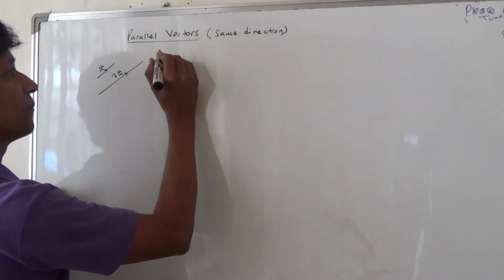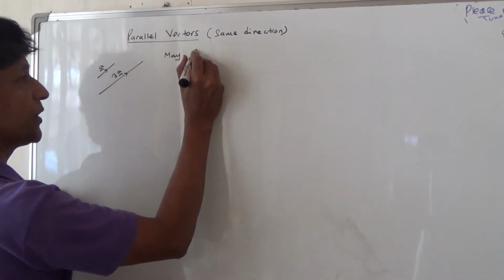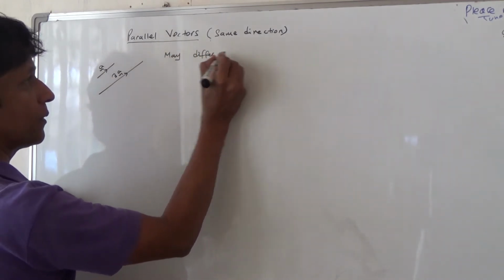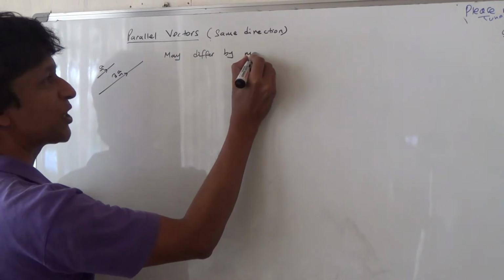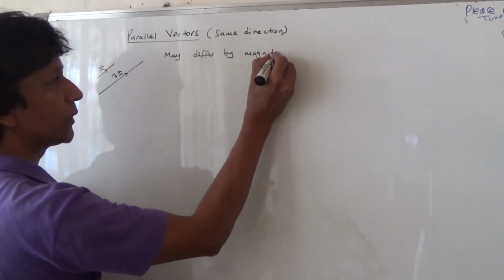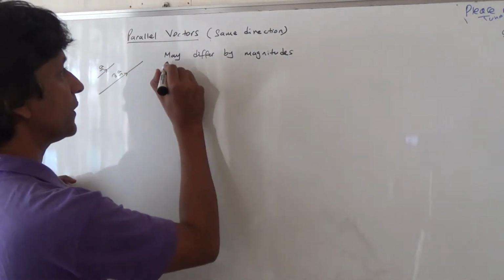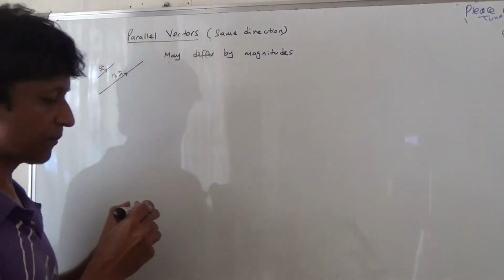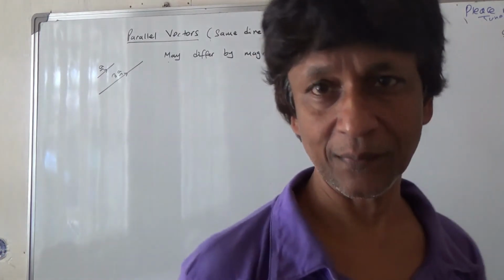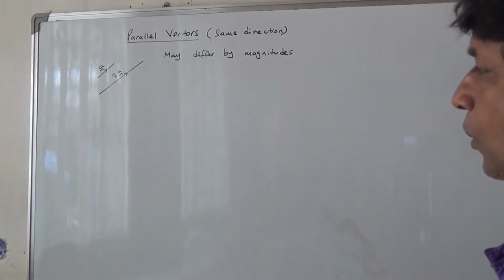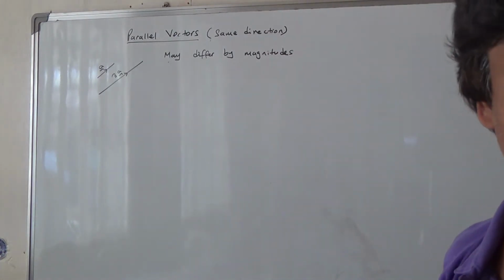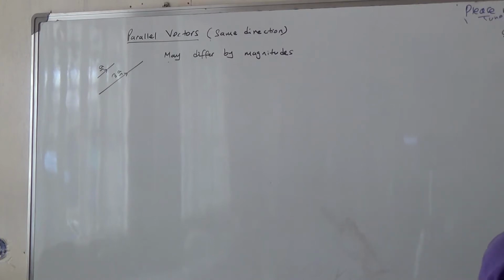They may differ by magnitude. So if vectors differ by magnitude, but they are in the same direction, then they are parallel. So we can take an example to explain this to you.